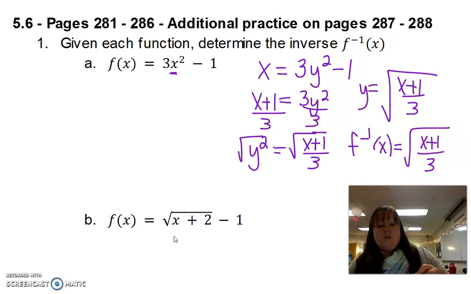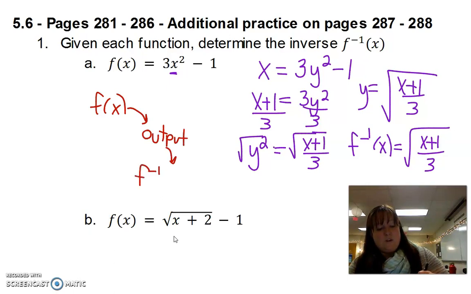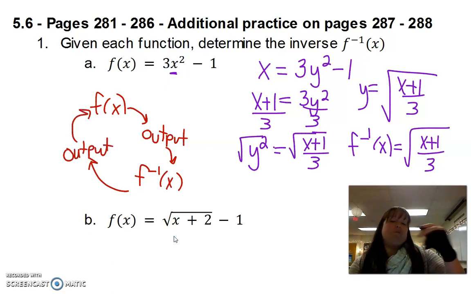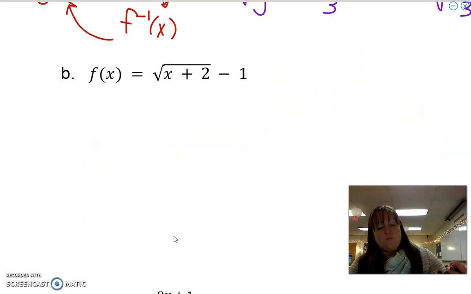And do you see how the input of this one became the output of this one? Or, the output of this one became the input of this one. The output of this one is the input of this one. So it's like this circle, remember? Here you've got f of x. There's an output. Then it goes into f inverse of x. And that comes out with an output. And that goes back into f of x, and it just keeps going around and around like that. Okay? So let's try finding the inverse of this one.